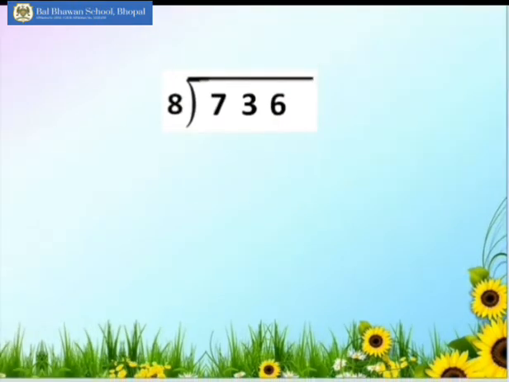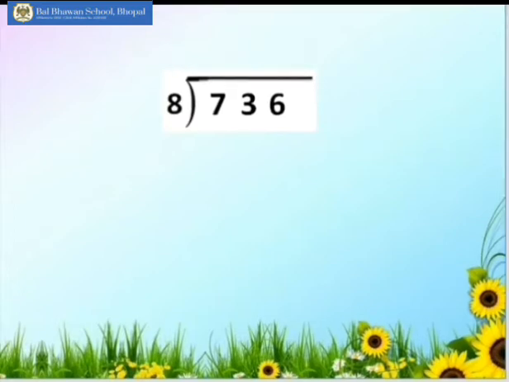Now children, let us see one more question. Children, here we have to divide 736 by 8. Now, as we know, children, we always start dividing the digits from the left side of the dividend. That means from here. So children, let us start.